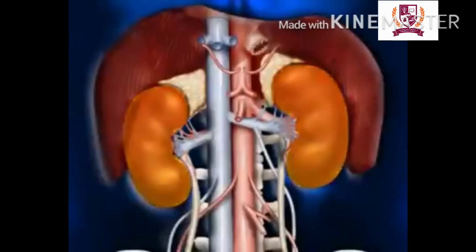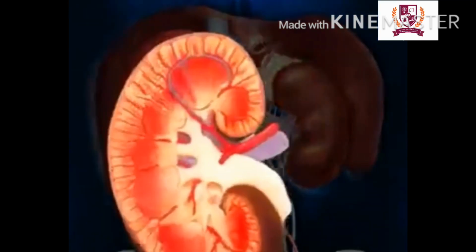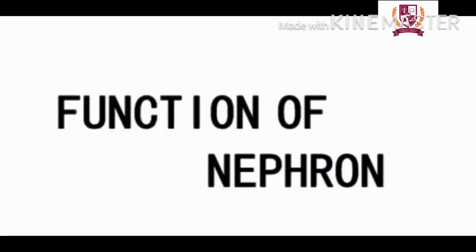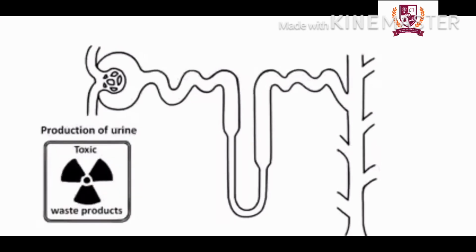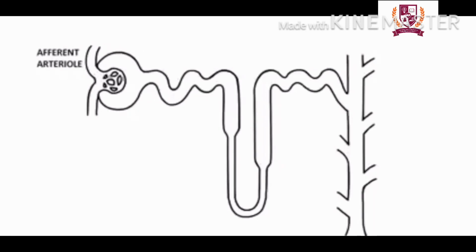If we take a section of a kidney, we can see that there are about 1 million filtration units called nephrons. Now, let us see the structure and function of a nephron. The function of the nephron is to produce the urine and to remove excess water and any toxic waste product from the body. There are approximately 1 million nephrons in each of our kidneys. The blood enters the nephron through the afferent arteriole and leaves through the efferent arteriole.